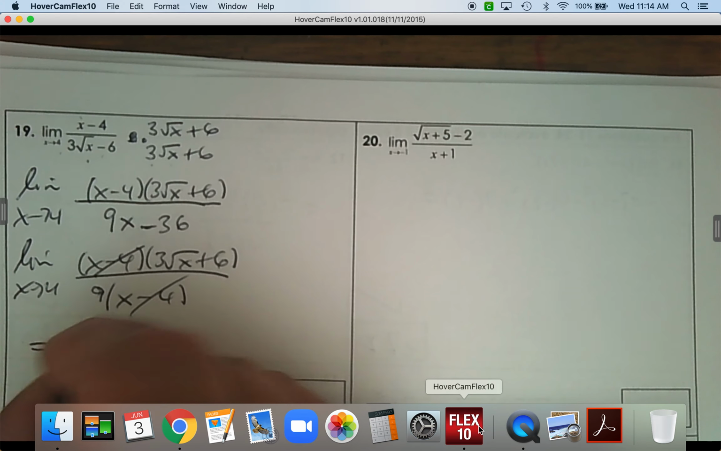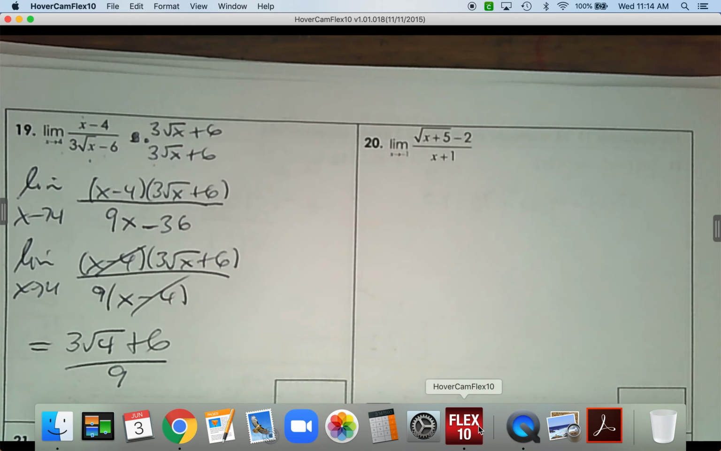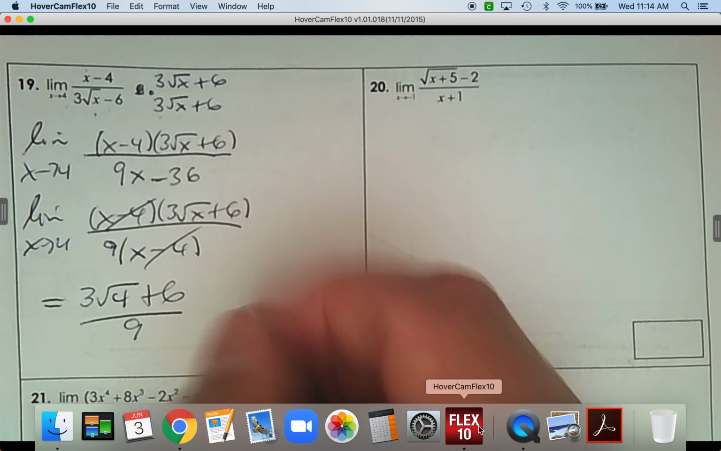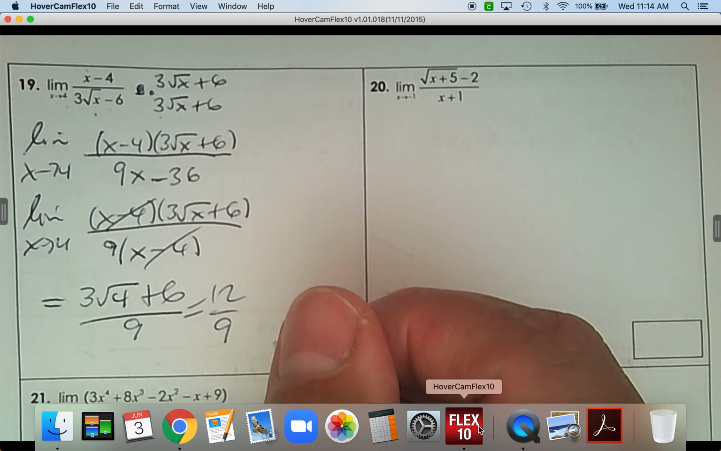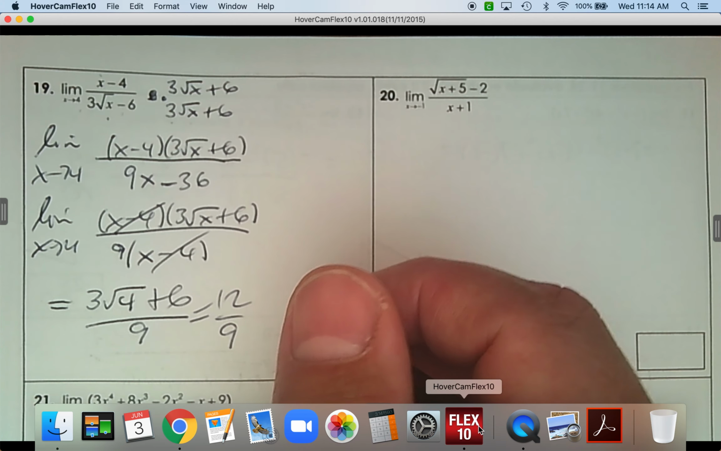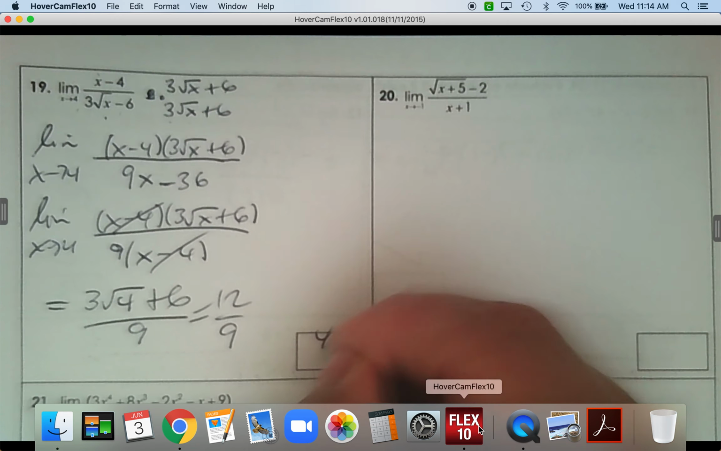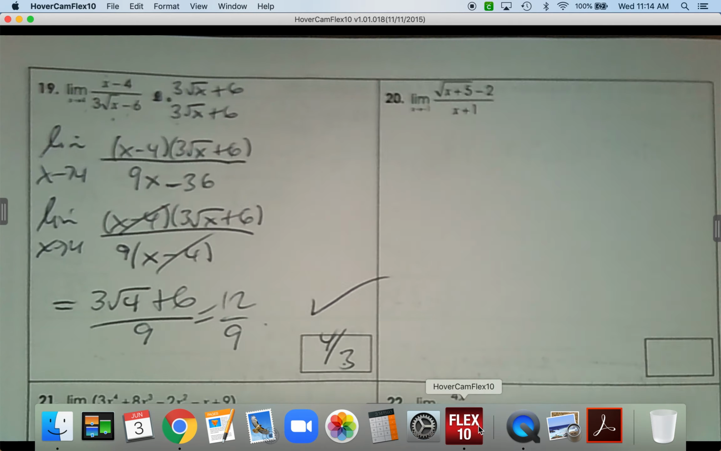Now plug in 3 times root 4 plus 6 divided by 9. You can simplify it or not. That's 12 over 9. Or you can write it as 4 over 3. Both are great answers.